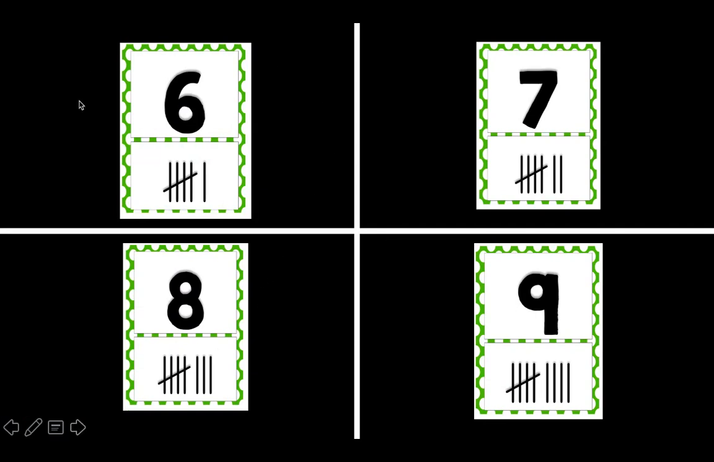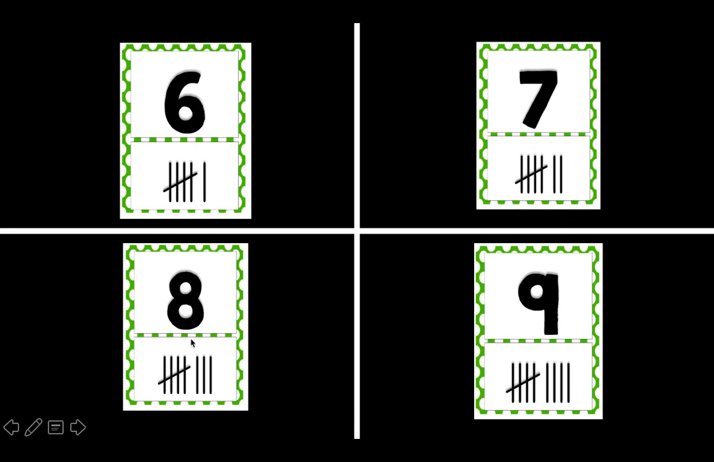Any number bigger than 5, we can use a group of 5 tallies and then count on drawing 1 tally after until we get to the number. So for number 6, I drew a group of 5 tallies and then 1 more. So I have 5, 6. For the number 7, because 7 is greater than 5, I drew a group of 5 tallies and then 6, 7. So I have 7 tally marks.